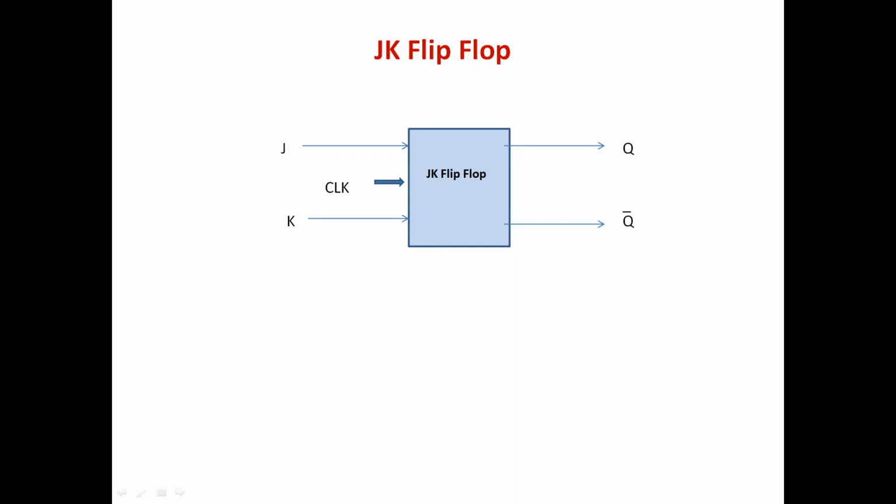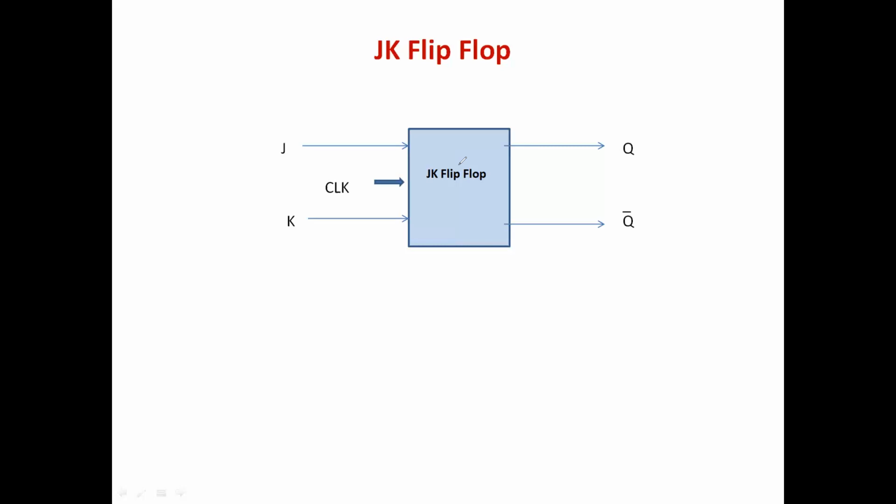Hello everyone. Our next discussion is on JK flip-flop. As we have seen in the previous video about the basic flip-flop, that is SR flip-flop, there are four combinations of inputs. When S is equal to 0 and R is equal to 0, there will not be any change in the output. When S is equal to 0, the output is 0. When S is equal to 1, the output goes to the set state.